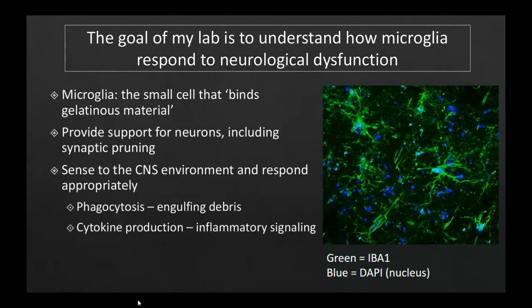They're also responsible for sensing the central nervous system environment and responding to any damage, and they provide really the immune function, the primary immune function in the brain. And so you'll see them perform functions like phagocytosis, where they will engulf debris, they'll produce cytokines, and participate in inflammatory signaling. I bring that up because we'll talk about some data that we've worked with in microglial cells.